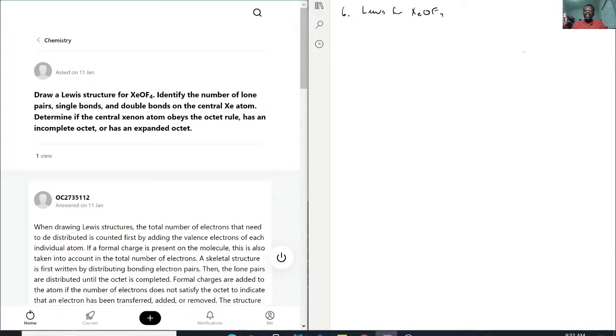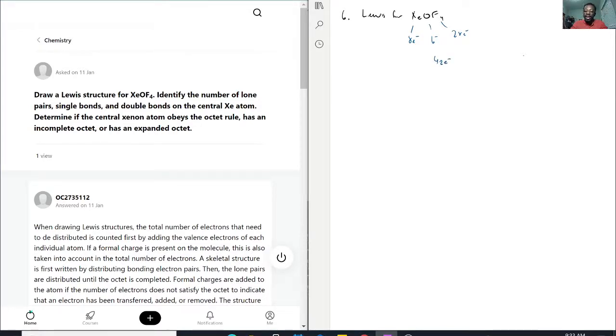With that being said, xenon can contribute 8 electrons. Oxygen, 6 electrons. Fluorine, there are 4 of them. So although it's 7 electrons, it's 7 for each of them. That's 28 in total. So in total, we have 8 plus 6 plus 28. We need to account for 42 electrons, which sounds daunting, but I know we can do it.